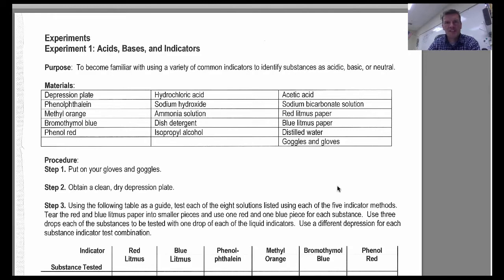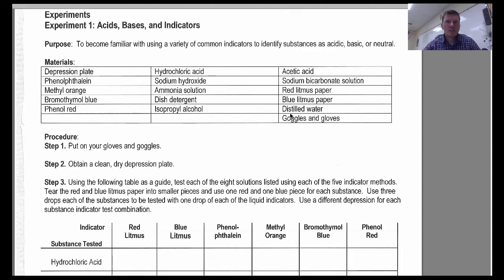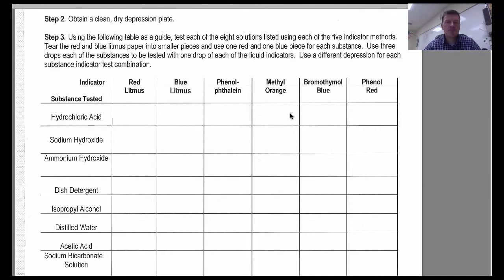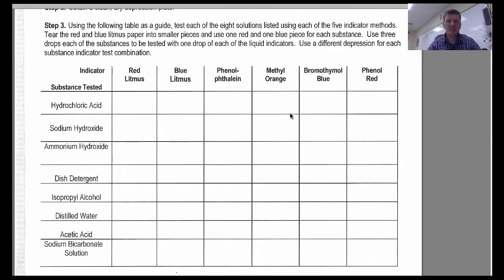All right, chemistry class, we are going to look at another lab today. This one is going to deal with acids and bases and different indicators, and we'll learn about those today as we walk through this lab together. So in this lab, what we're going to do is take several different substances and test them using what are called indicators.